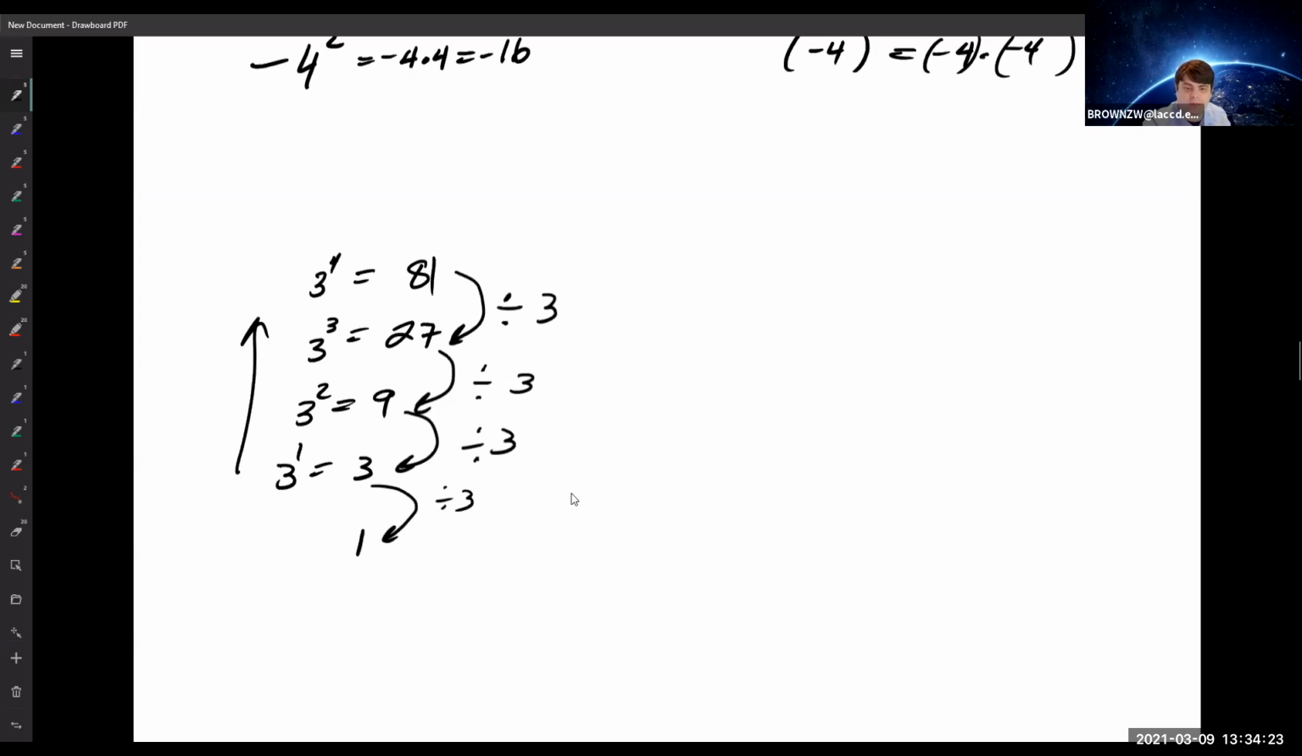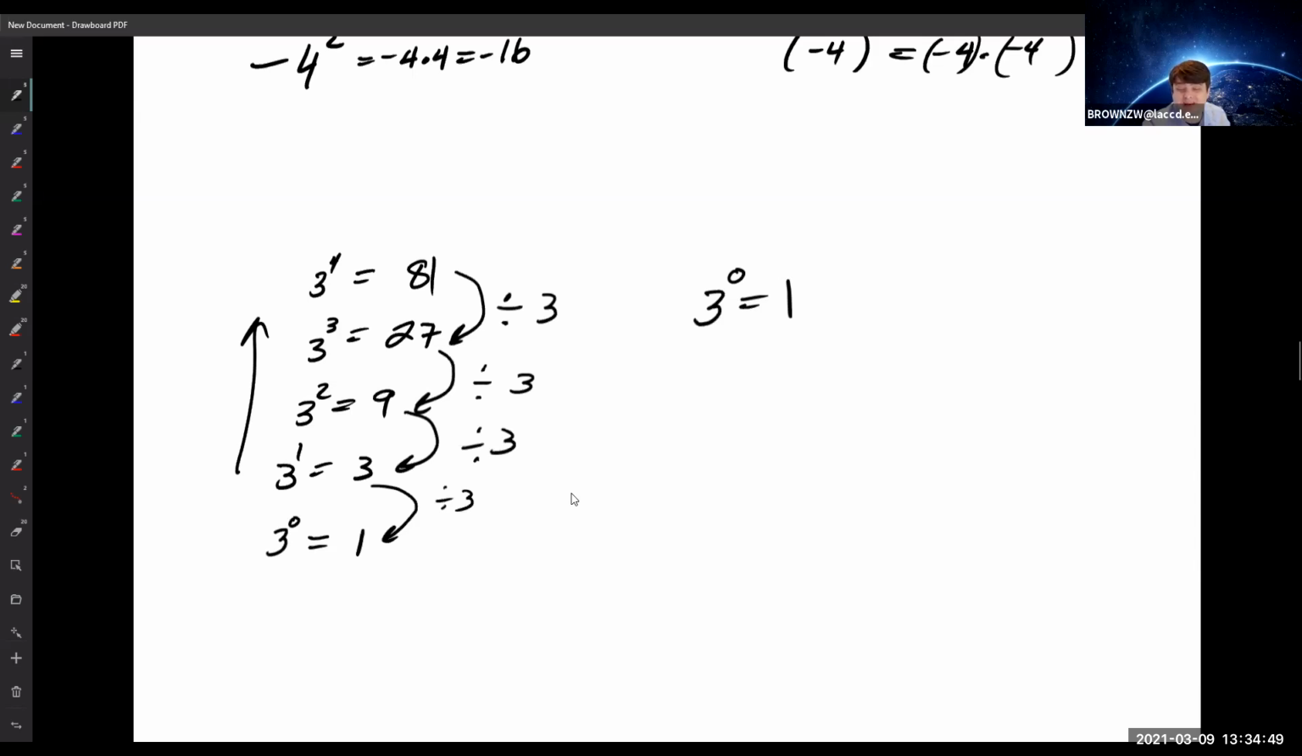And what we're doing here is we're counting down the powers. So 4, 3, 2, 1. The next power down would be 3 to the 0. And this is actually going to be our definition for what a 0th power is. Three to the 0 is defined to be 1.